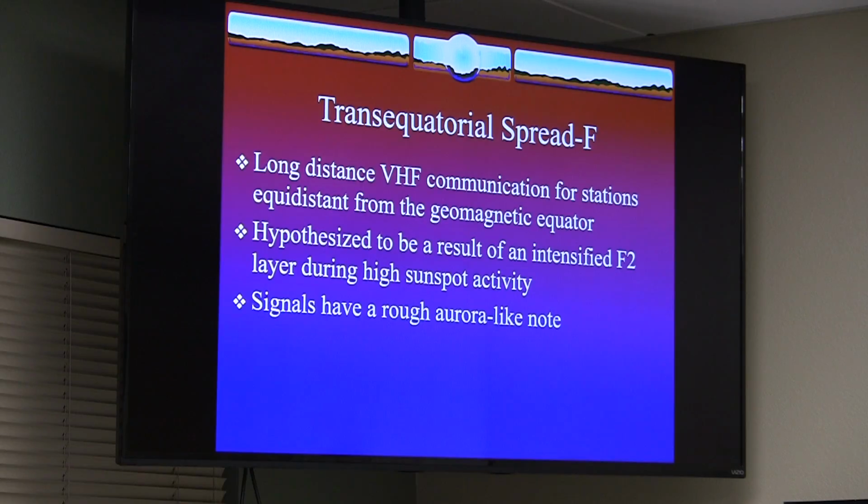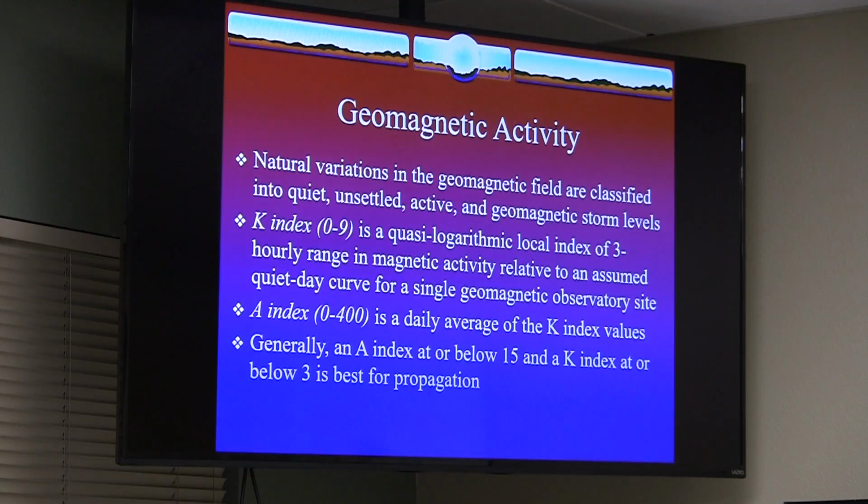And transequatorial spread F. Now this runs along the geomagnetic equator, so it doesn't affect us too much, but it allows for long distance communications that are equidistant from the equator. So basically, it wouldn't work down to Hawaii unless you were on the same latitude as Hawaii. So this is basically communications across the same latitude, the same distance from the equator. And again, this is a result of an intensified F2 layer, which is high sunspot activity. And actually, signals have a rough aurora-like note. They go in and out, and they make some weird sounds. So you can definitely tell you're doing it.